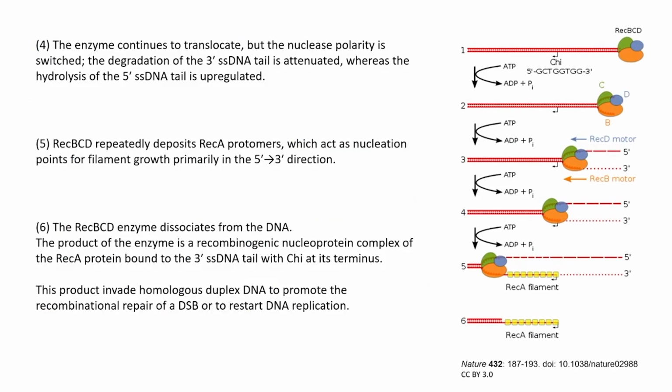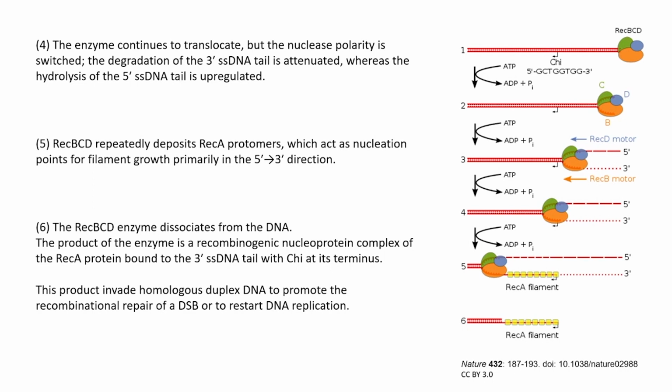After this, the enzyme continues to translocate, but the nuclease polarity is switched. The degradation of the 3' ssDNA tail is attenuated, whereas the hydrolysis of the 5' ssDNA tail is upregulated. RecBCD then repeatedly deposits RecA protomers, which act as nucleation points for filament growth primarily in the 5' to 3' direction. Following this, the RecBCD enzyme dissociates from the DNA.